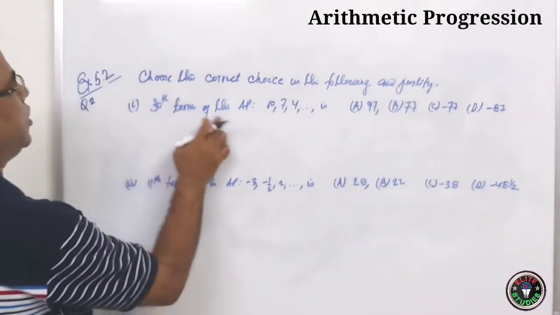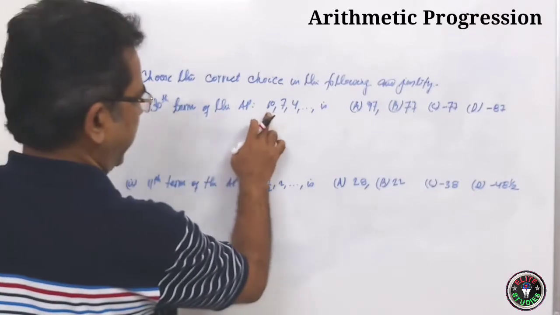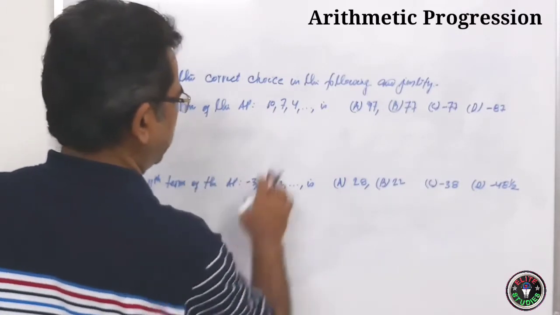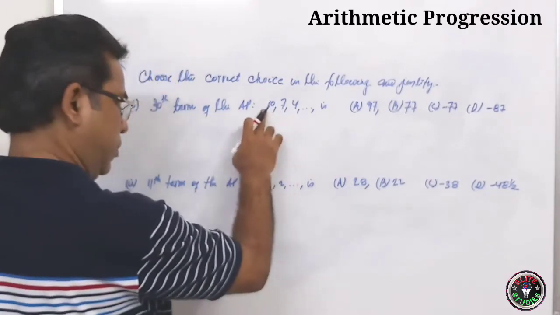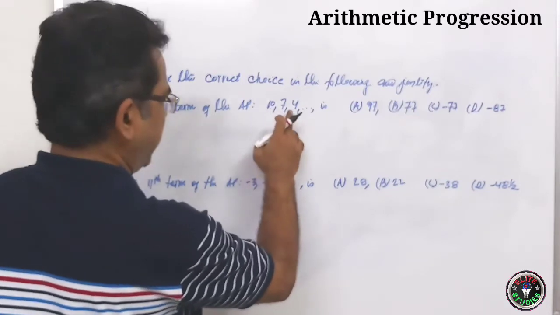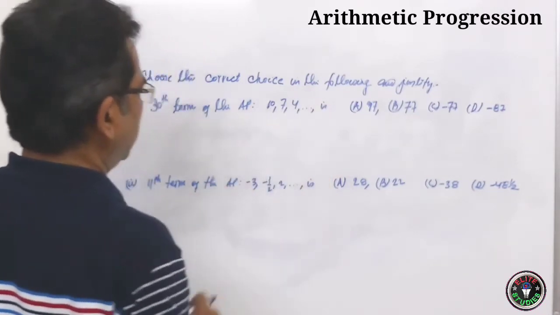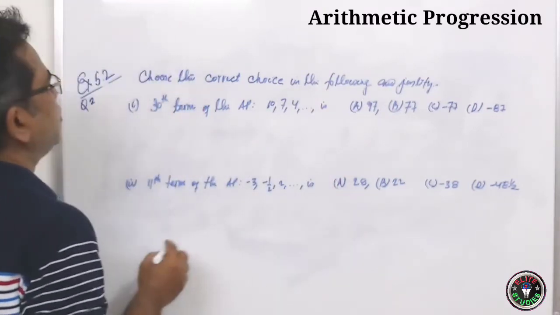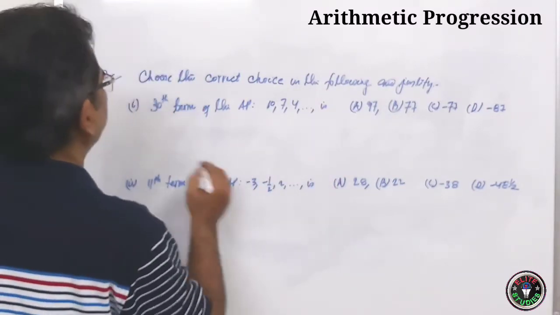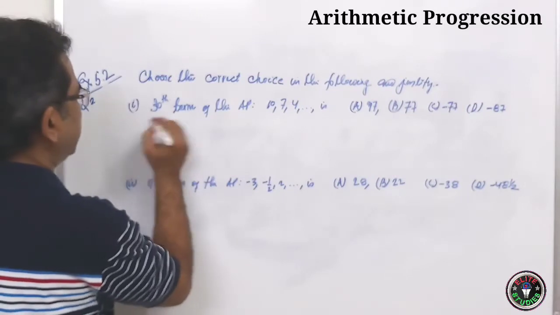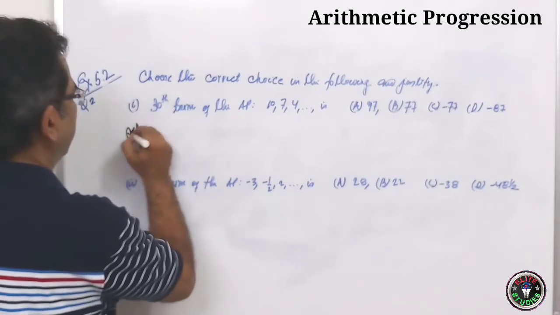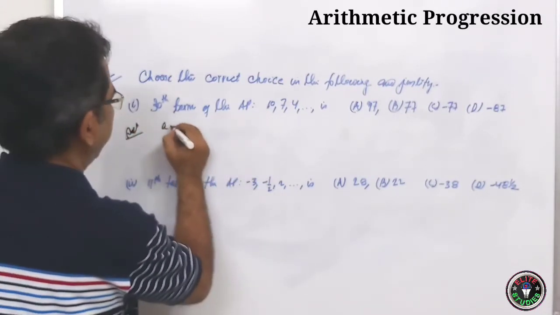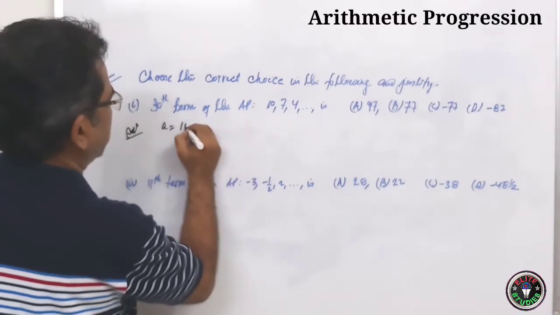You have to find the 30th term of the AP. Here A is equal to 10, isn't it? First term is 10, second term is 7, and third term is 4, and so on. And you have to find its 30th term. 30th term means you have to find A30. So here what is given? Solution. Pay attention. What is given? A is equal to 10, isn't it?